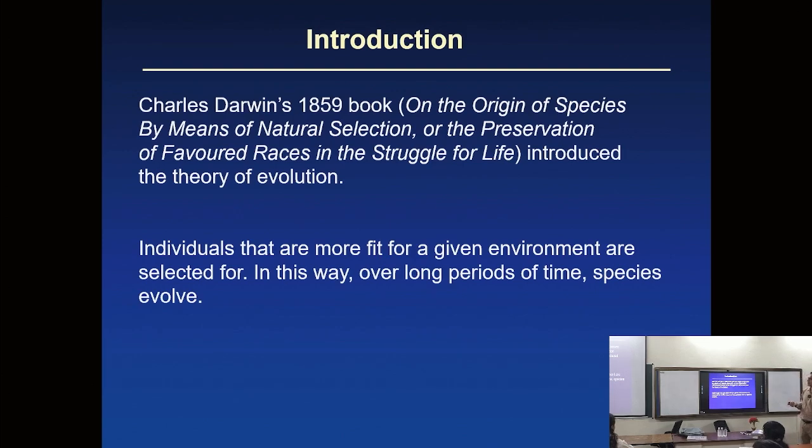So individuals that are more fit for a given environment are selected for in the course of evolution. Individuals that adapt better in a certain condition or environment are selected for because they can adapt better to that environment. So they are fitter, and they will produce fitter progeny. So over longer time periods, because of this process, new species will emerge and evolve.